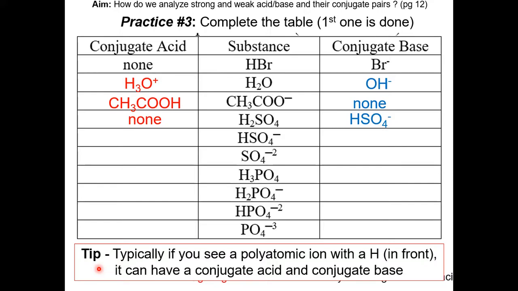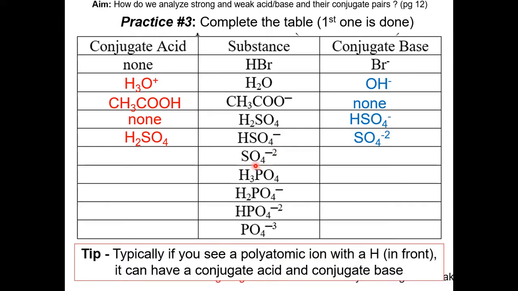Here's a tip to help you solve some of these questions. Typically, if you see a polyatomic ion with an H in front, it can have a conjugate acid and a conjugate base. The H has to be the first element. So HSO4- is a polyatomic ion with H in front as the first element. It can have a conjugate acid and a conjugate base. To get the conjugate acid of hydrogen sulfate ion, it will behave like a base and gain a proton to become H2SO4. To get the conjugate base, the hydrogen sulfate ion will lose a proton and become sulfate ion.